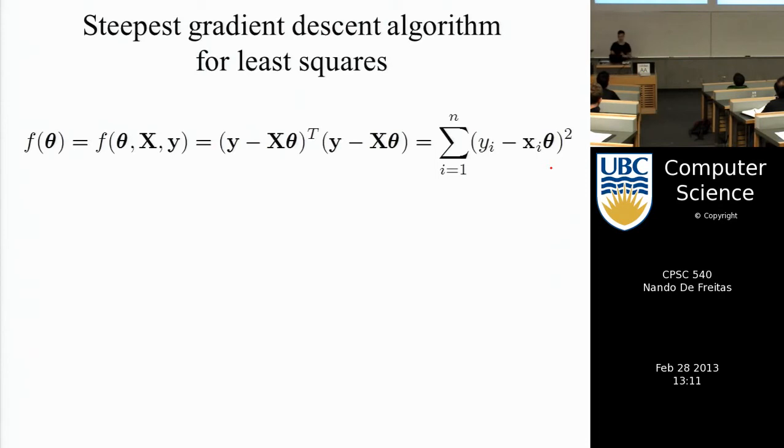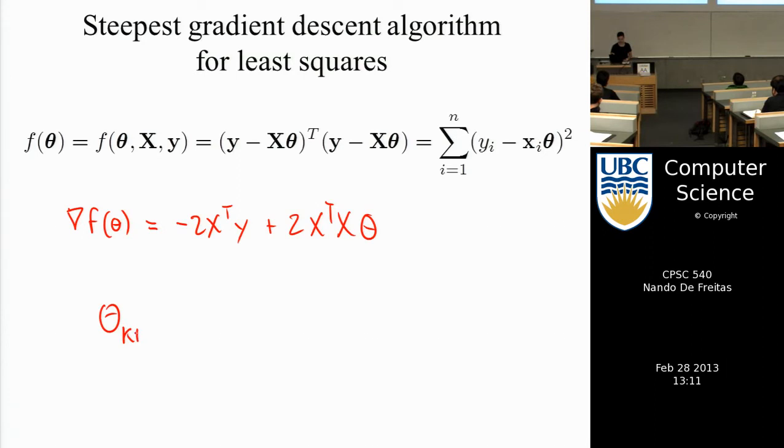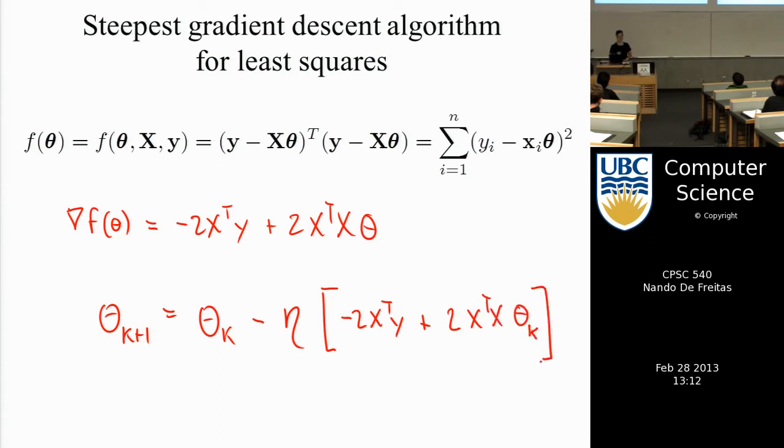If we're doing linear regression, we know that the gradient of f of theta is just equal to minus 2 X transpose y plus 2 X transpose X theta. In other words, your algorithm will be theta k plus 1 equal to theta k minus eta, and then we write this expression for the gradient: minus 2 X transpose y plus 2 X transpose X theta k. Okay, and that's the algorithm. So you just have a loop over k, so k is the index of the loop, and you start with a random theta, and then at each step you add to theta this term here. Okay?